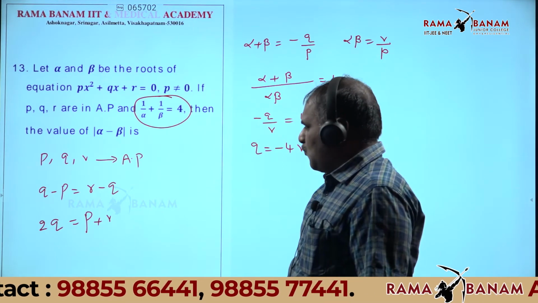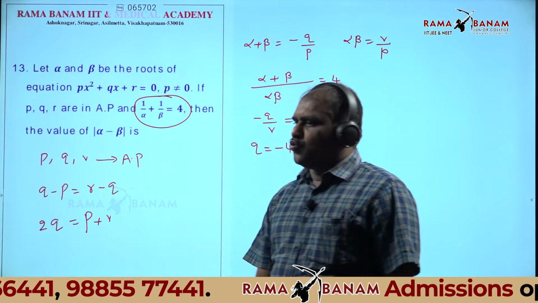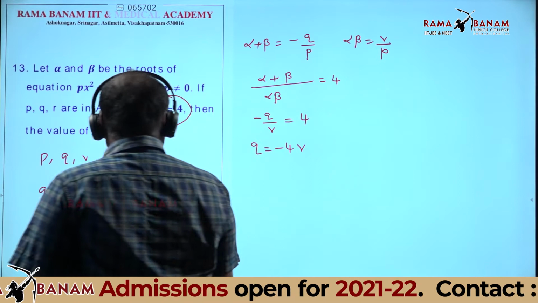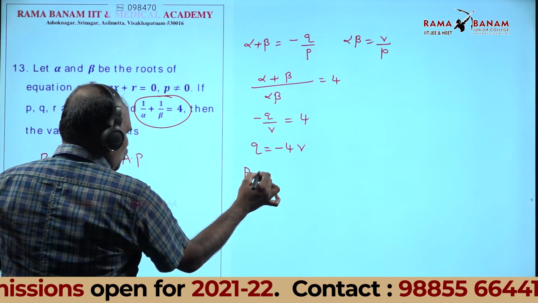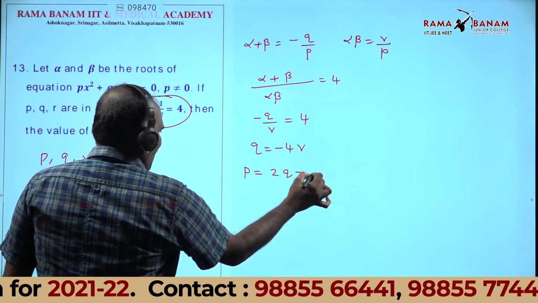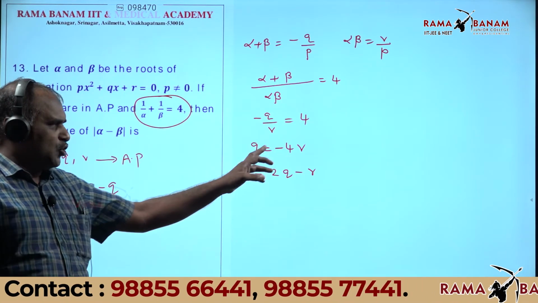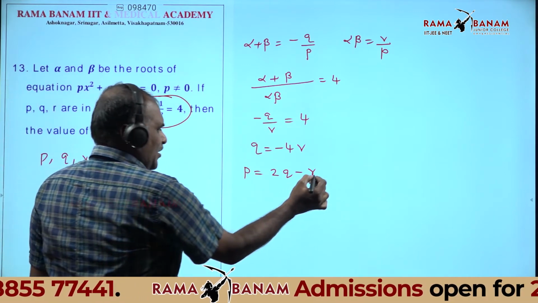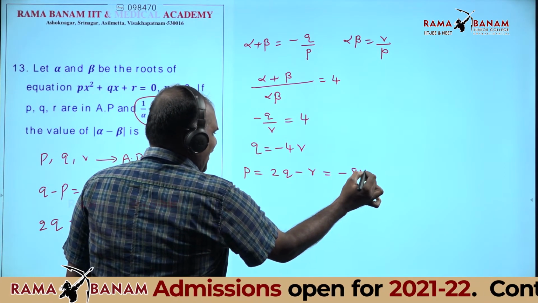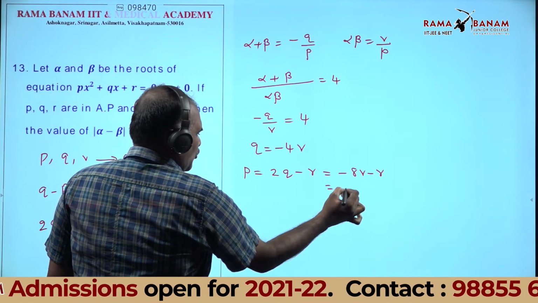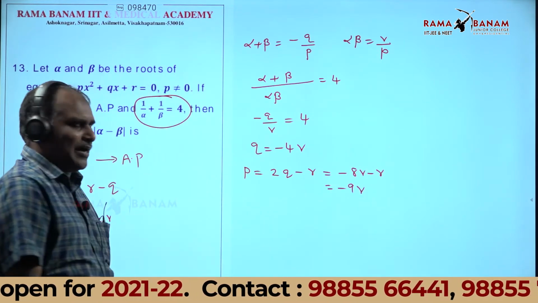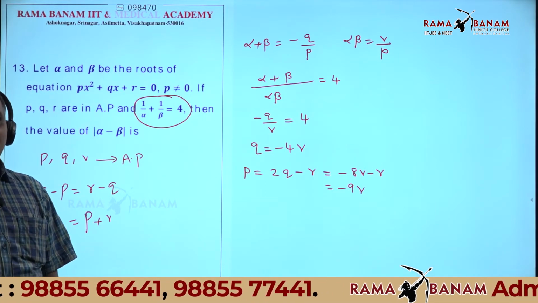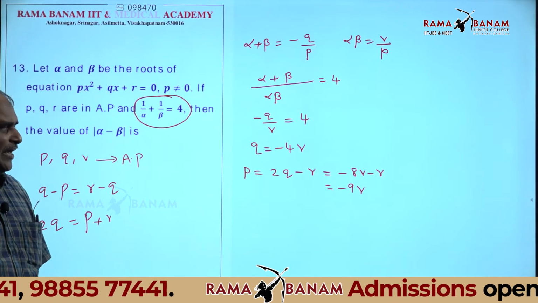Minus 4r. Q value is minus 4r. But here one relation will be there: 2q is equal to p plus r. From this one, what is p equal to? 2q minus r. Therefore, substituting the q value minus 4r, you can get minus 8r minus r, you can get minus 9r. What is the p value? Minus 9r will be there.